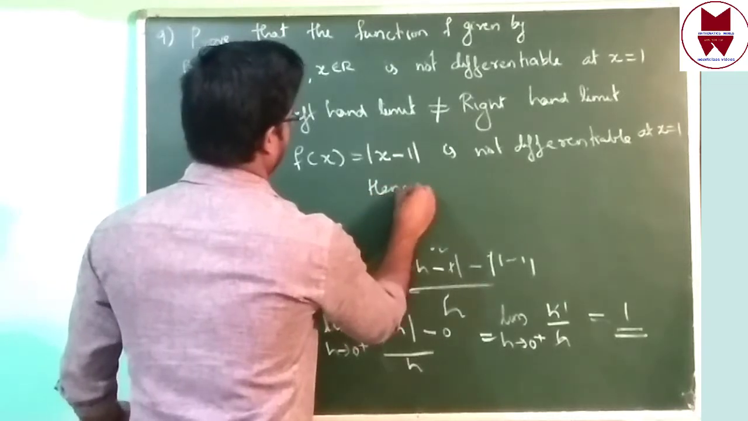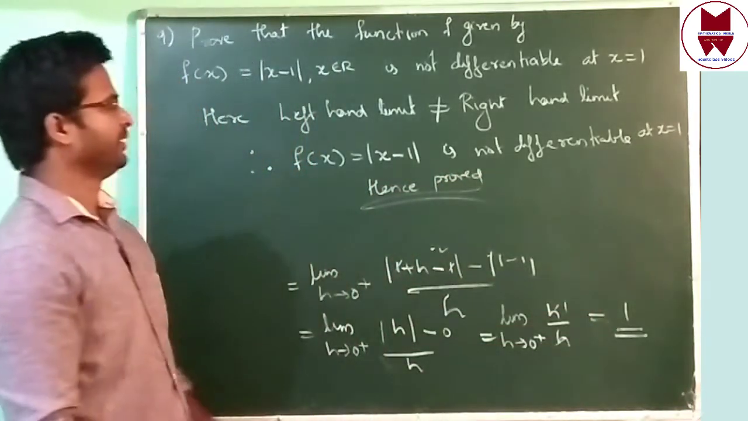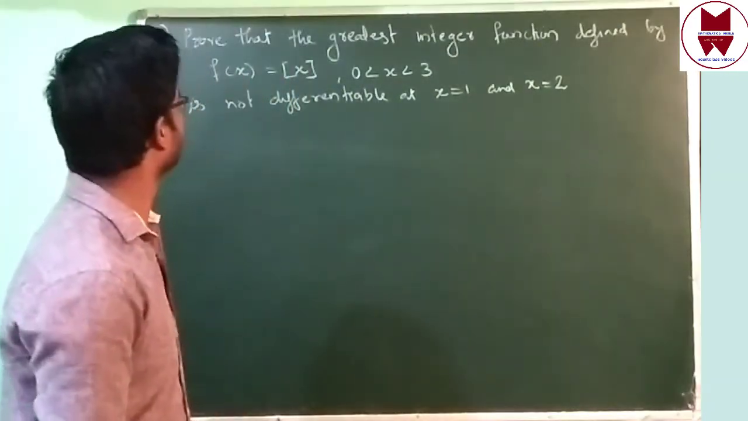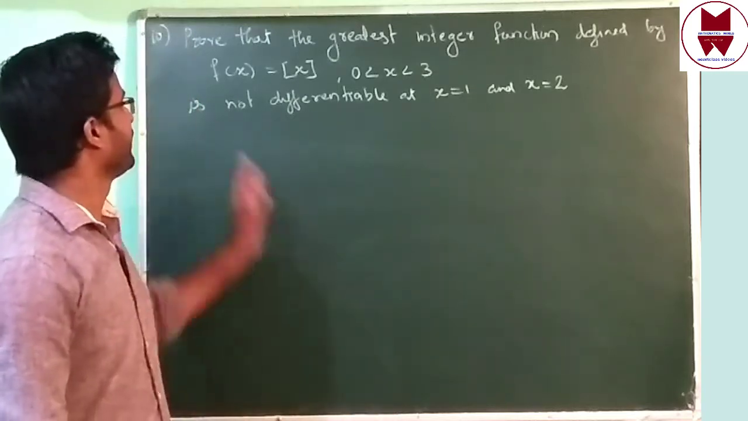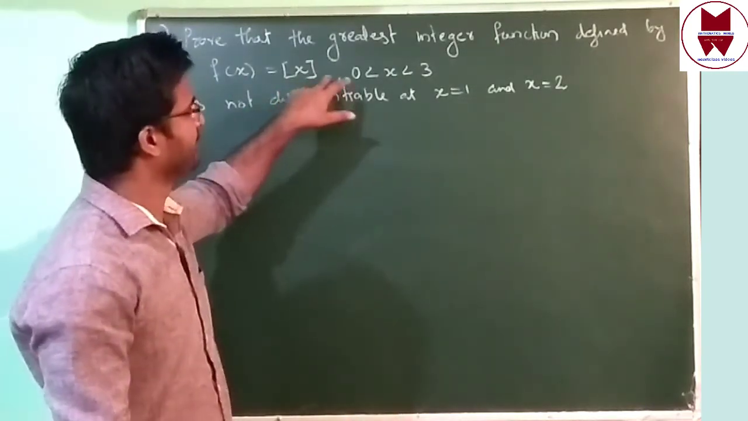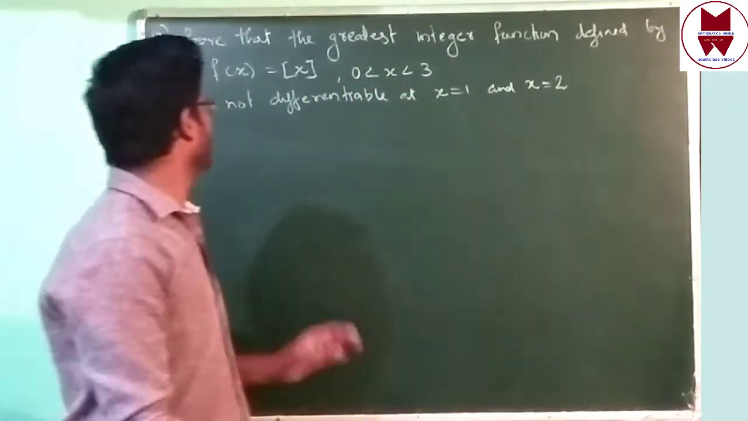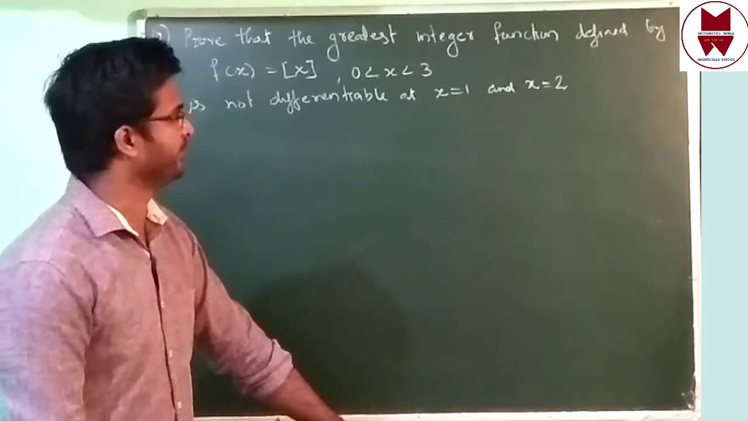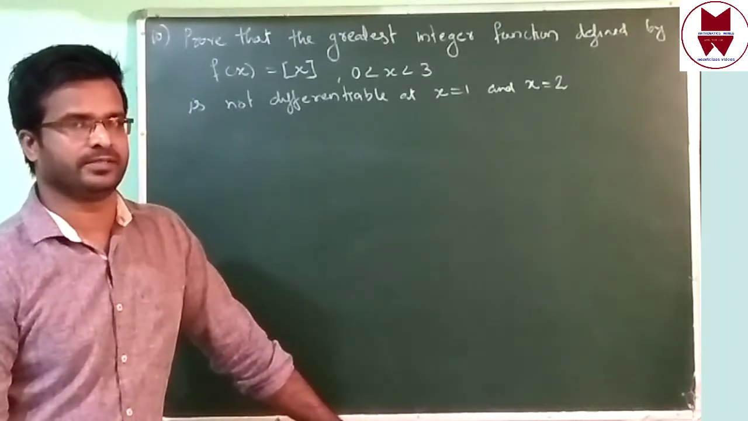Hence, you can see question number 10. Prove that the greatest integer function defined by f(x) = [x], 0 < x < 3, is not differentiable at x = 1 and x = 2. Then, what is the greatest integer function?